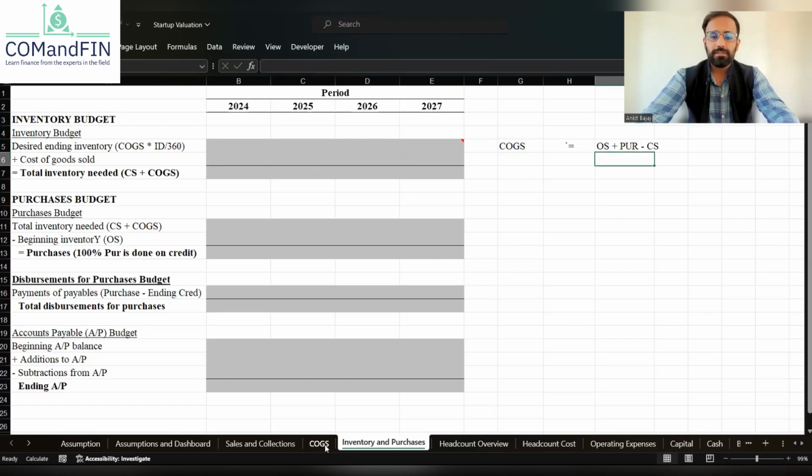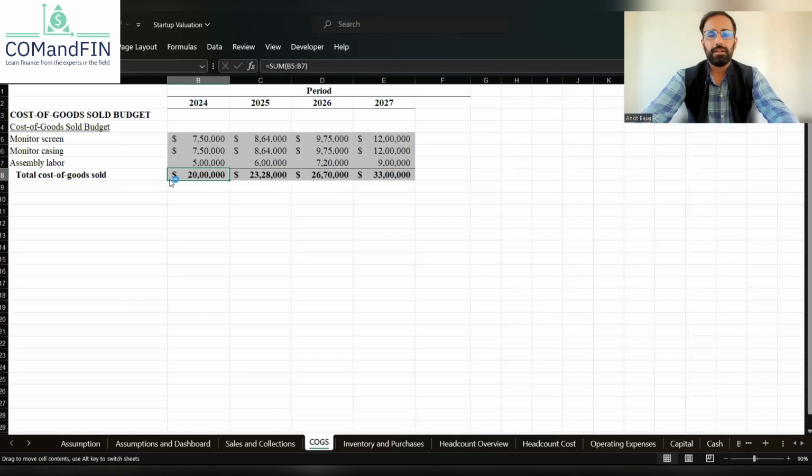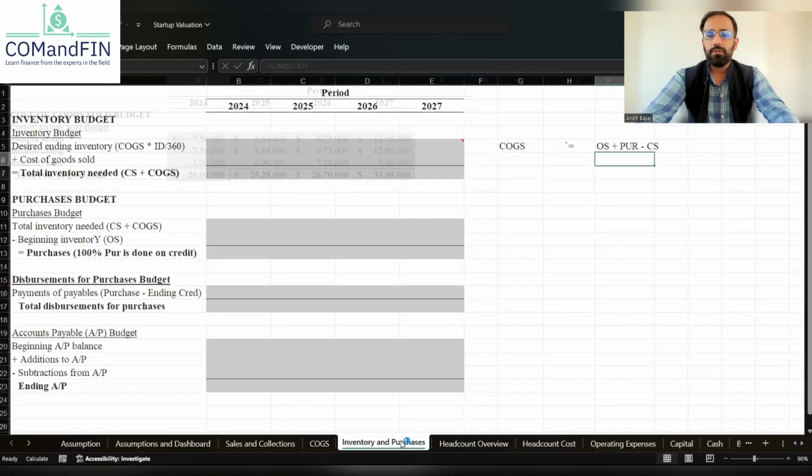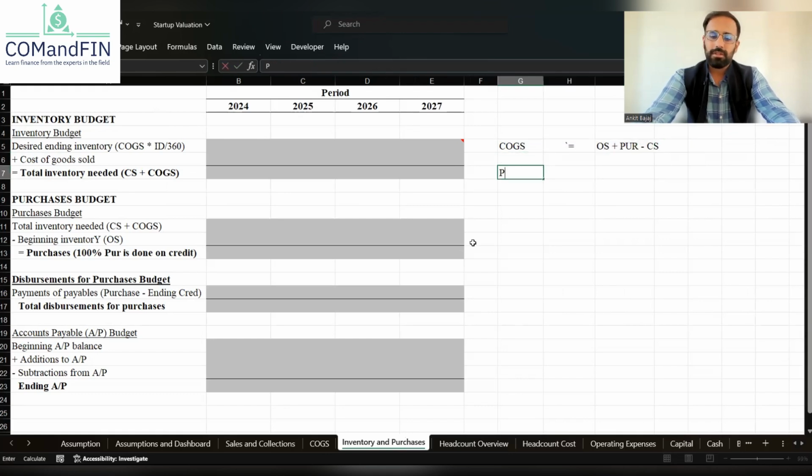Now, in this case, we have already calculated the COGS, and now we want to find out the purchase. So if I twist this formula, is it possible for us to find out the value of purchase? Yes, definitely we can. The new formula to calculate the purchase value is going to be closing stock plus COGS minus opening stock.